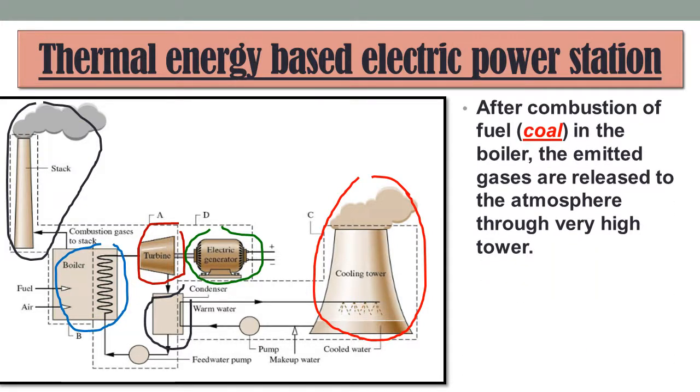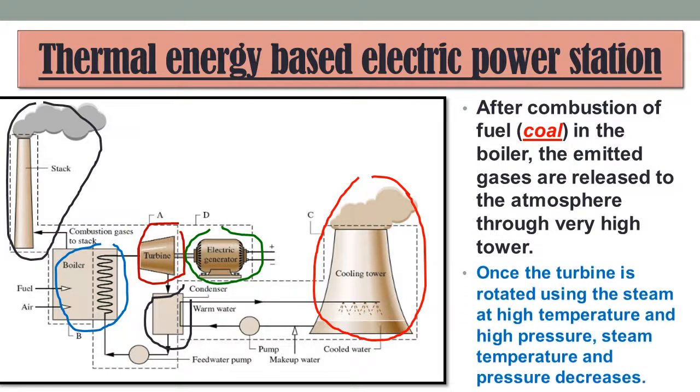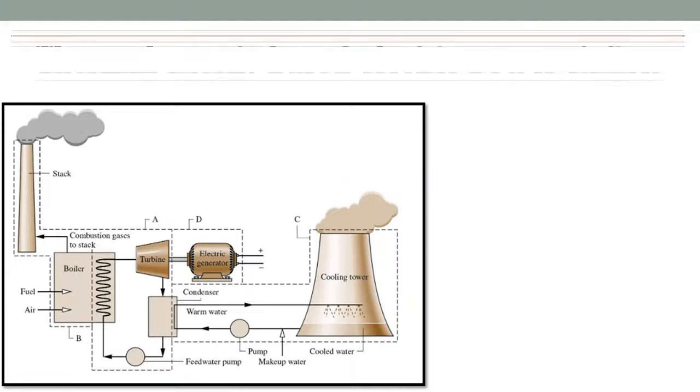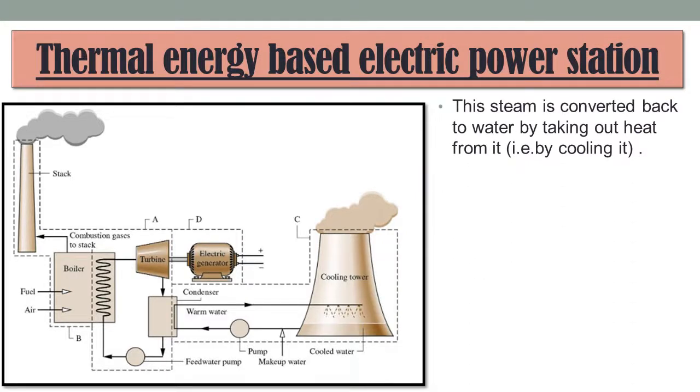So after combustion of fuel or coal in the boiler, the emitted gases, that means the gases which are released to the atmosphere through a very high tower, are emitted through the stack tower. And once the turbine is rotated using the steam at high temperature and high pressure, the steam temperature and pressure decrease. So this steam is converted back to water by taking heat out of it, that is, by cooling the steam.